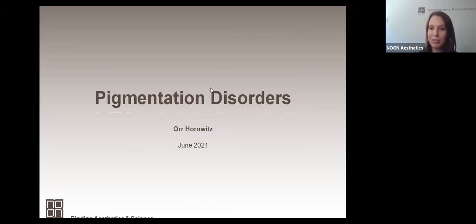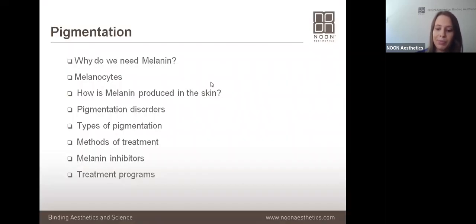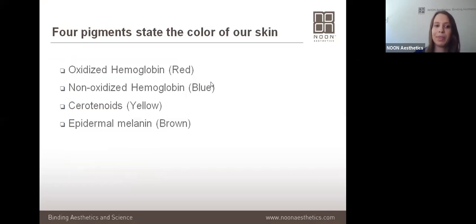Skin covers all of our bodies, but its color varies from person to person. In order to see what gives the skin its color, we need to understand the four pigments. These are the four main pigments of our skin.